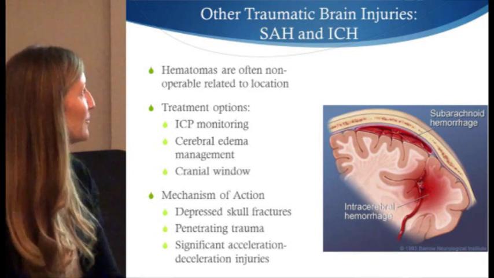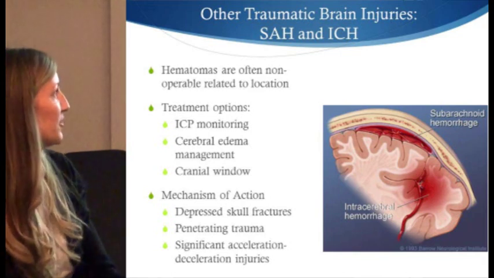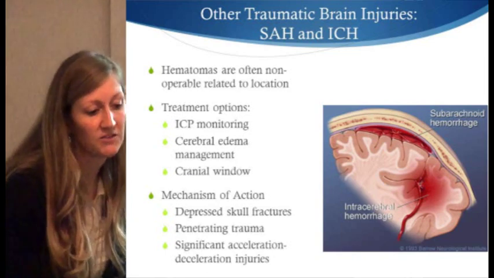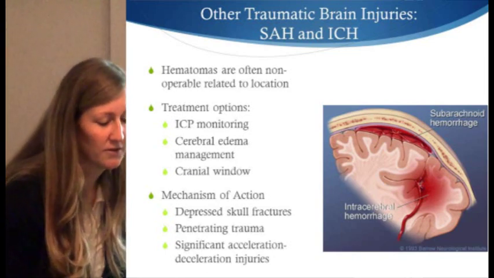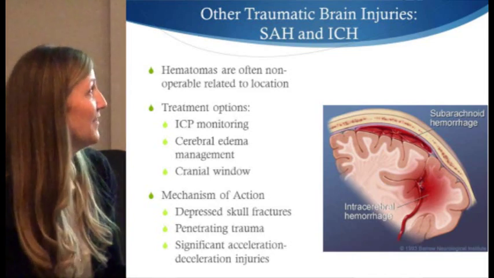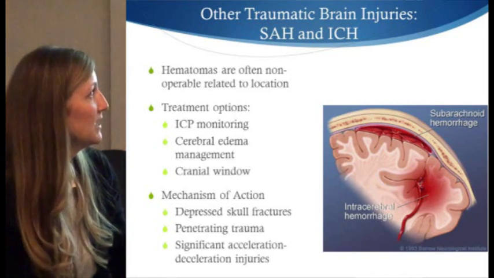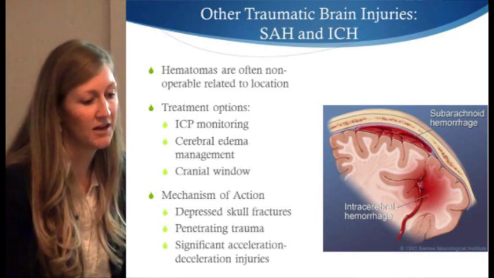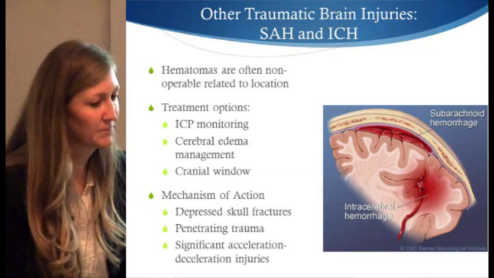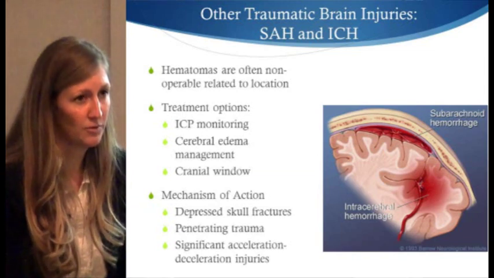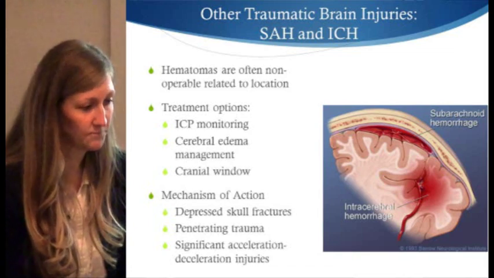Okay, so other traumatic brain injuries: subarachnoid hemorrhage and intracranial hemorrhage. And this is just a picture giving you an idea where these are located in the brain, the cranial vault. So intracerebral is actually inside the tissue, and then the subarachnoid is in between that very fine layer between the dura and the brain tissue. So hematomas, these are usually non-operable. They can't really do a whole lot for these.